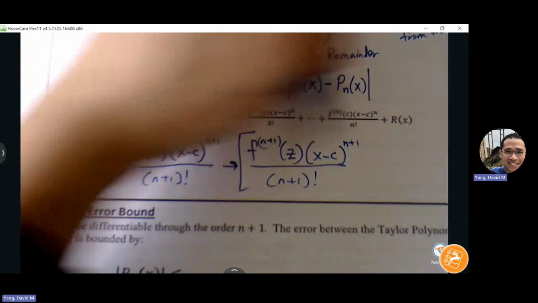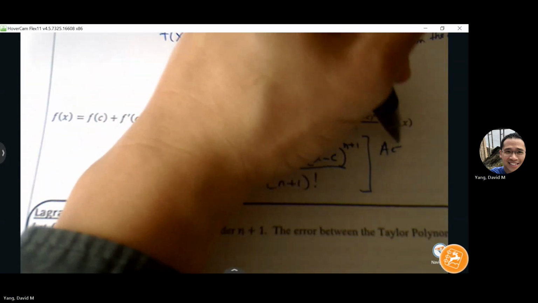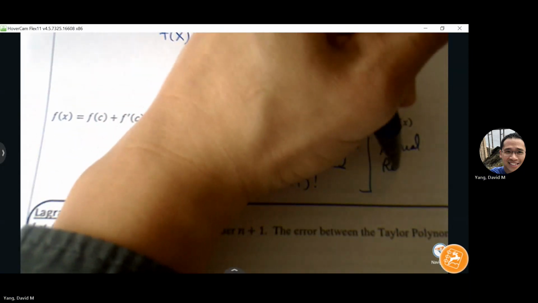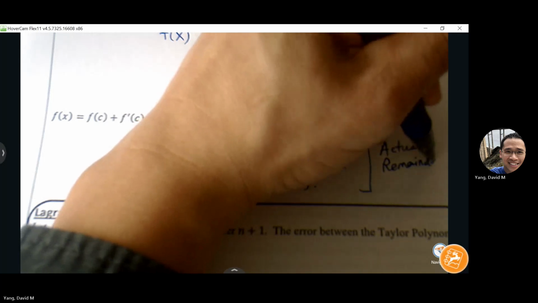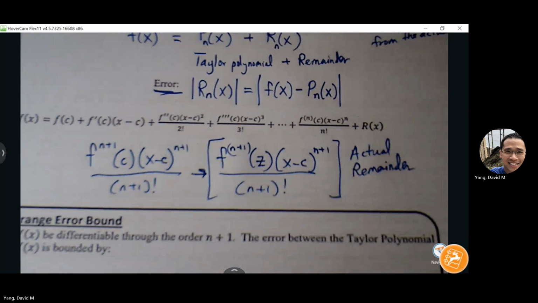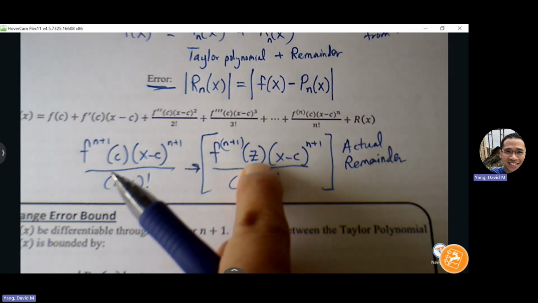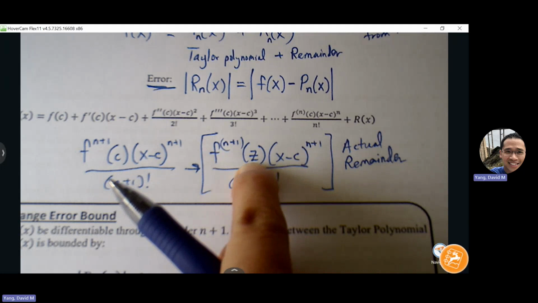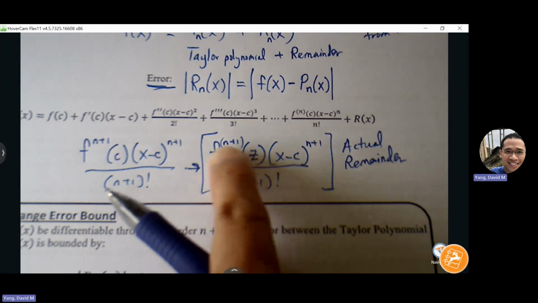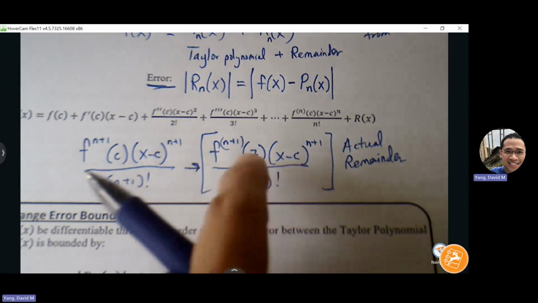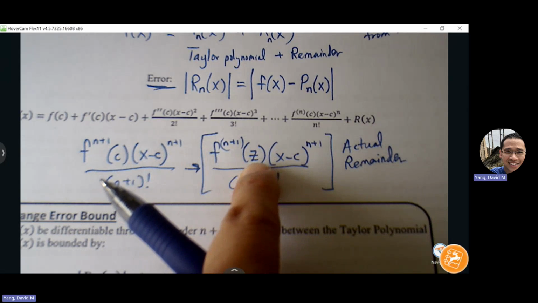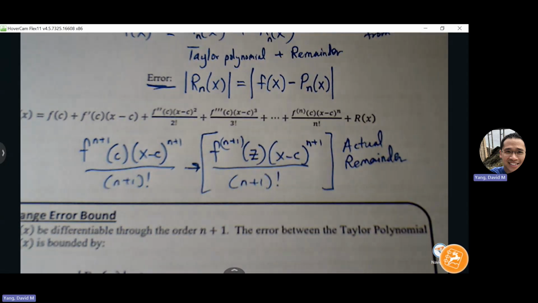So this is going to be the actual remainder. But the problem is that we're not going to be able to know what that z is, because if we knew what that z was, then there would be no need for a remainder, right? If we knew what the exact error was, then there would be no need for an error bound.